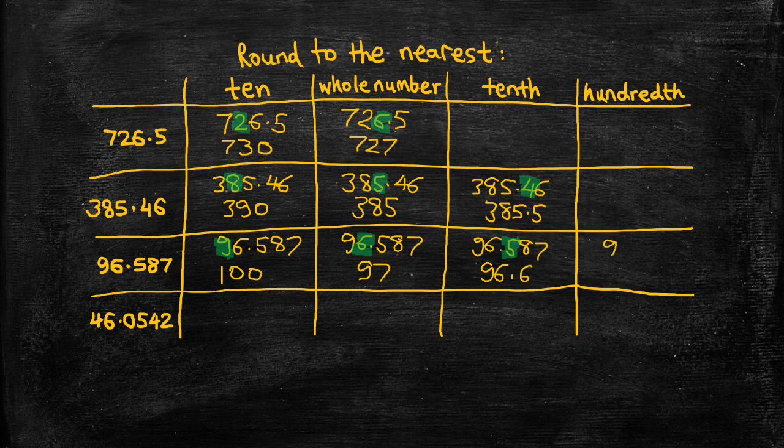And then finally, 96.587 again, just round it to the nearest hundredth. So look in the hundredths column, ask ourselves what to do with that 8. Leave it as an 8 or round it up to a 9. Look at the next digit over, it's a 7, so it's 5 or higher, so round the 8 up to a 9.